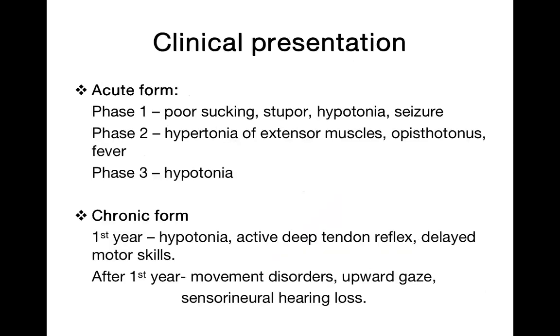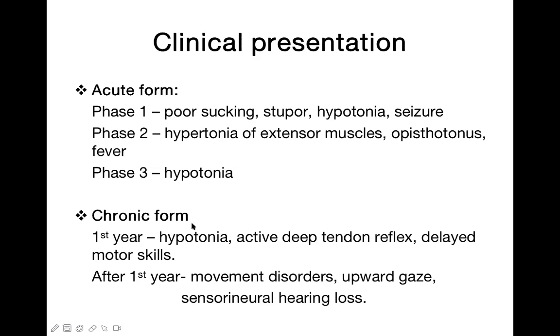Now, what will happen to the baby in kernicterus or bilirubin encephalopathy? We divide this into two forms, acute and chronic. The acute form is again divided into three phases: phase 1, phase 2, and phase 3. In phase 1, there is poor sucking from the mother's breast, stupor or extreme drowsiness. Now the baby develops hypotonia, a decreased tonicity of the muscle, and seizure. In phase 2, after a few days, hypertonia of the extensor muscle will develop. There may be arching of the back, which is called opisthotonos position, and the baby may be slightly febrile. And in phase 3, the hypotonia stage comes back.